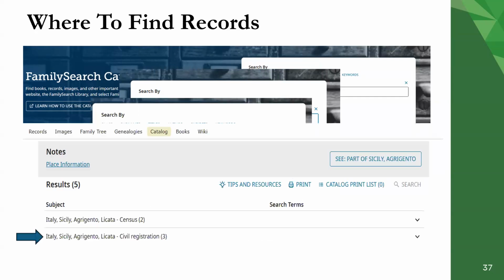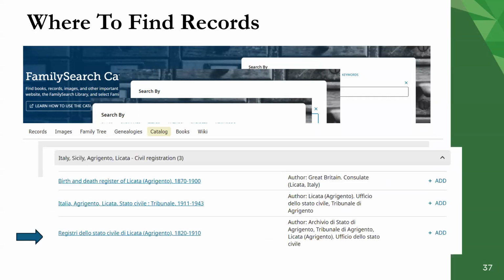And then you're going to search. And you'll get a listing. I narrowed it down to the civil registrations because they do have Licata civil registration on Family Search's website. And then it gives you a listing within that of the civil registrations. You can see they start in 1820 and go up to 1910. And then they also have another block that goes from 1911 to 1943. So depending on the time period you're looking at, most of us will probably go to the 1820 to 1910.